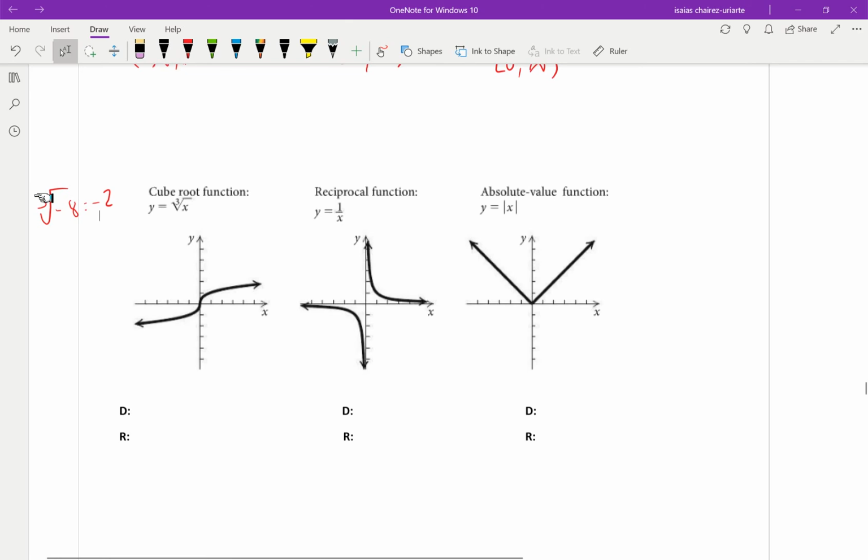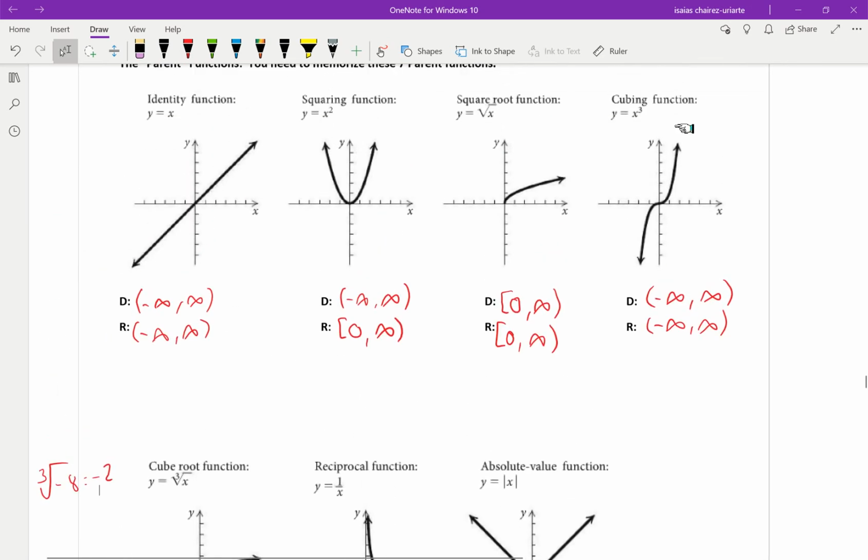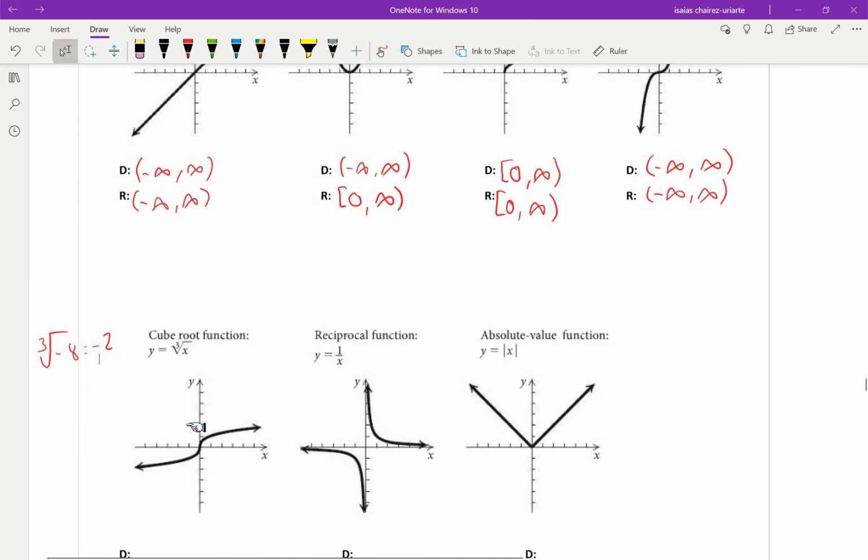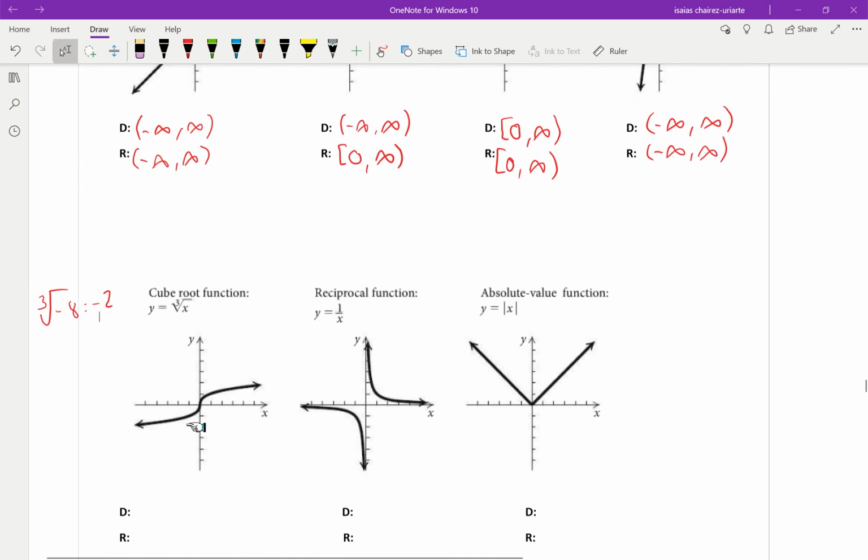Because whenever you ask yourself what's the cube root of negative 8, what you're asking is, can I find a number that whenever multiplied by itself 3 times gives me negative 8? And well, that's negative 2. So the cube root function, we see its graph here. Its graph also is kind of similar to the graph of x cubed. Turns out that they're inverses of each other, and we'll talk about that in another section further down the line.